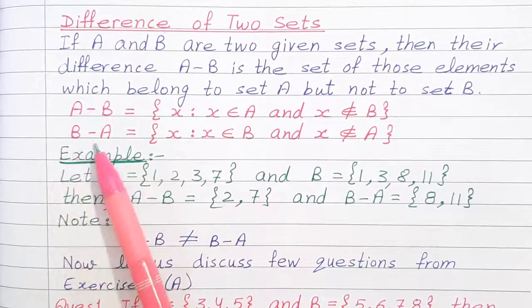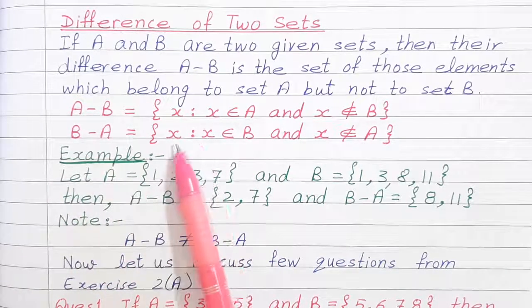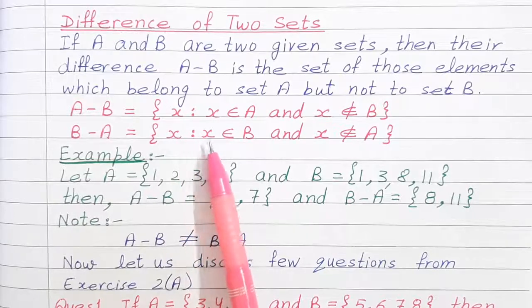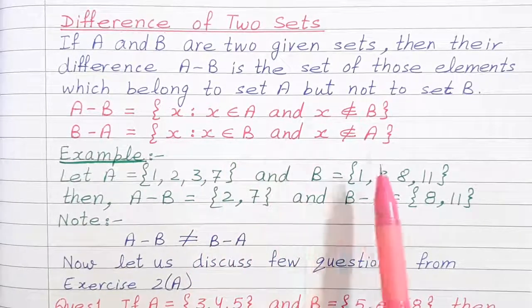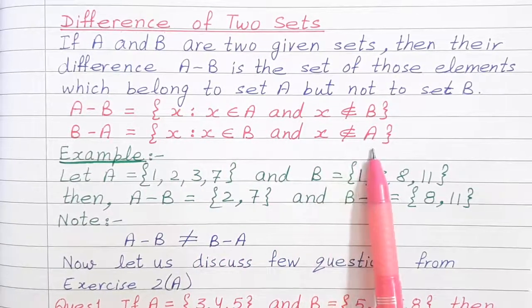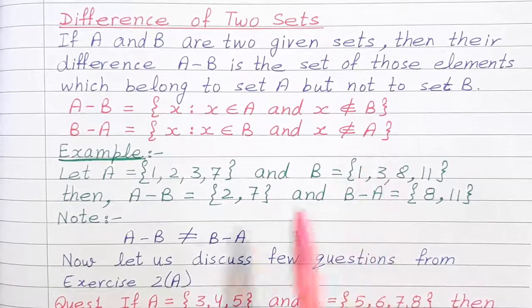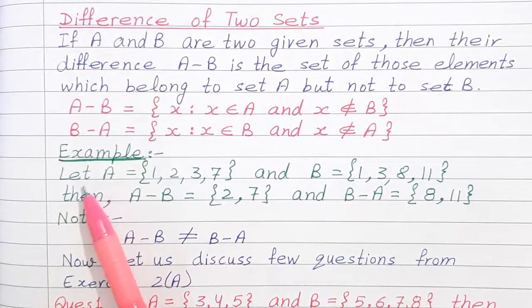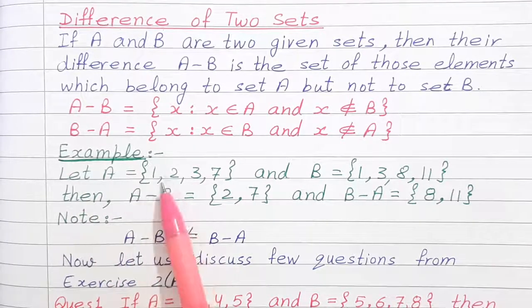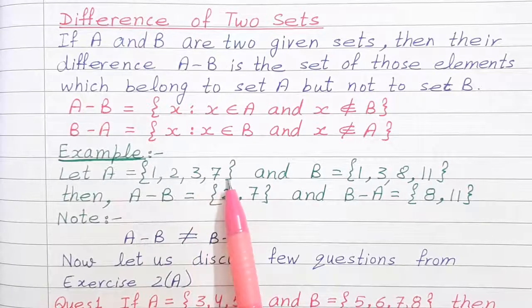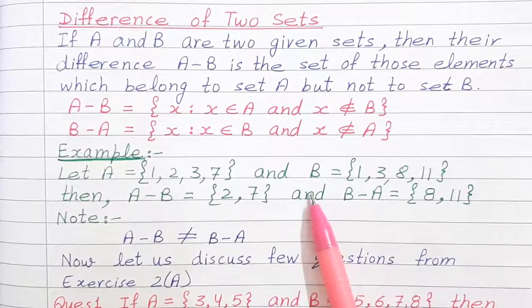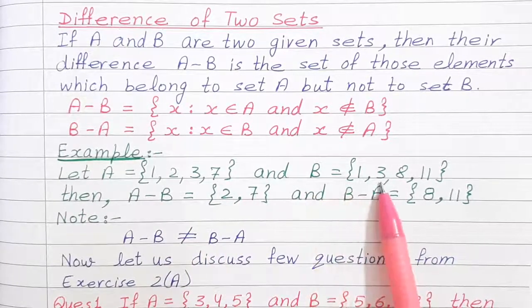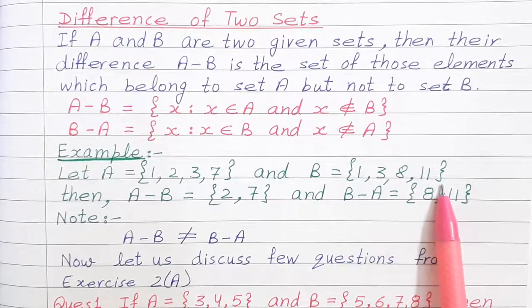Similarly, B minus A is X such that X belongs to B but X does not belong to A. Now let us try to understand this with the help of an example. See, let A is equal to {1, 2, 3, 7} and B is equal to {1, 3, 8, 11}.